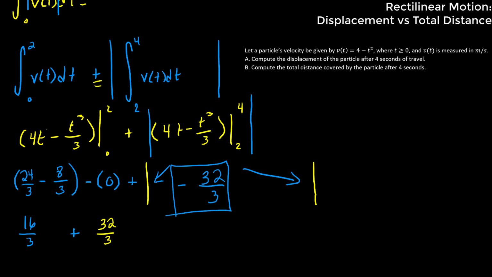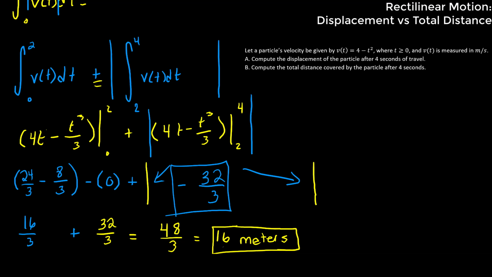Boom. And so therefore, we can go ahead and finish off this integral. That's going to be 16 over 3 plus 32 over 3. That's going to be 48 over 3, which is actually divisible by 3. That's going to be 16. And boom, there it is. 16 meters is the total distance that this particle travels within its first 4 seconds.